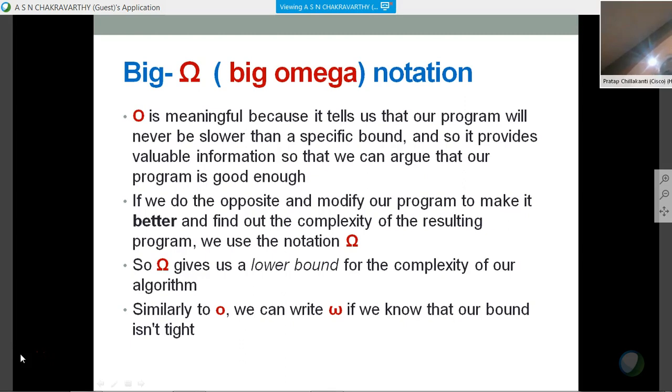So if that is good enough, of course we move on, right? The opposite of that, meaning if we can somehow make the program better than the big O, then that complexity is known as the big omega notation. So as the second bullet says, what big omega basically gives you is a lower bound. While O gives you an upper bound, big O, the omega gives you a lower bound.